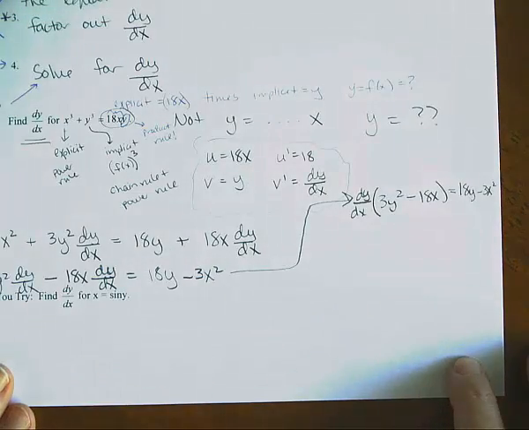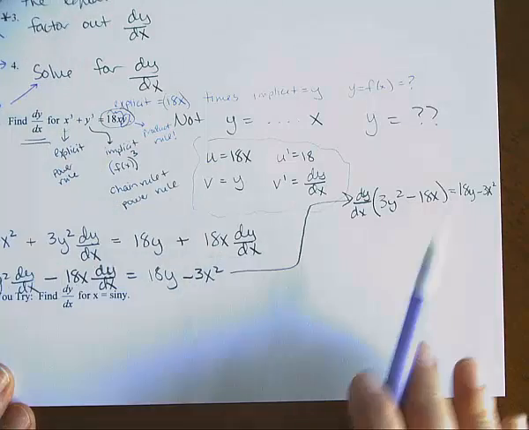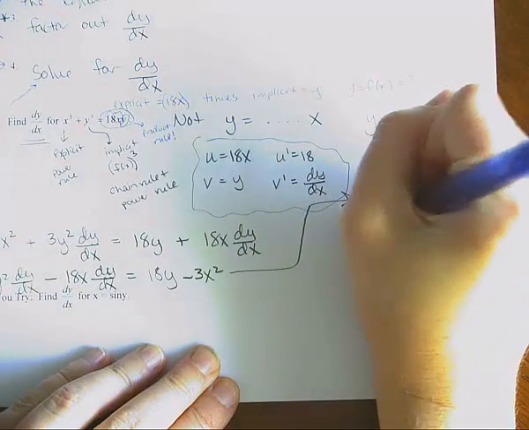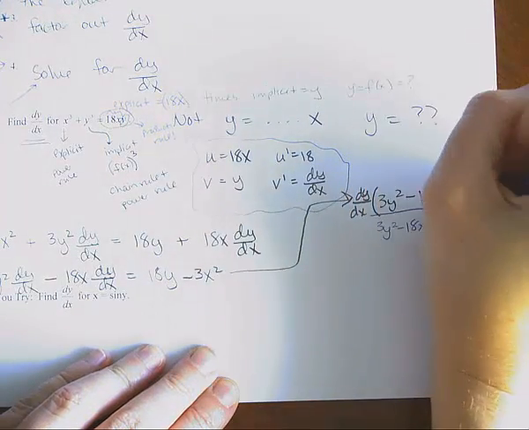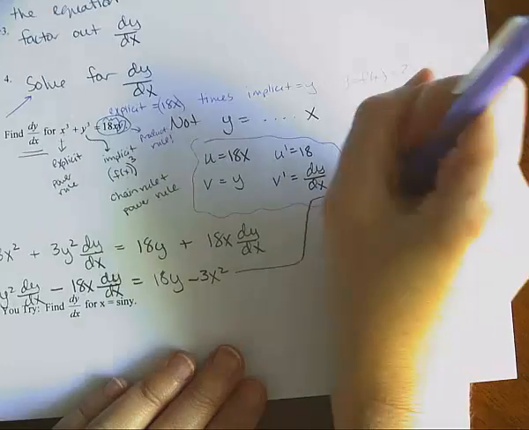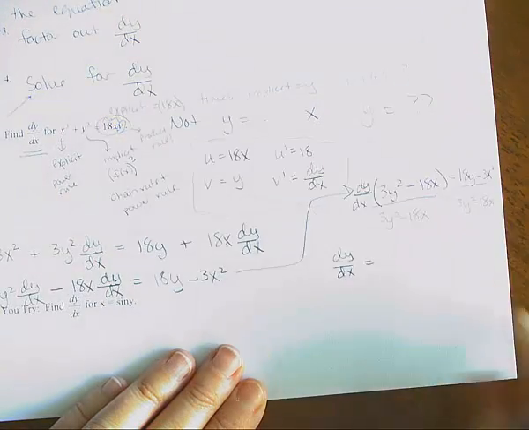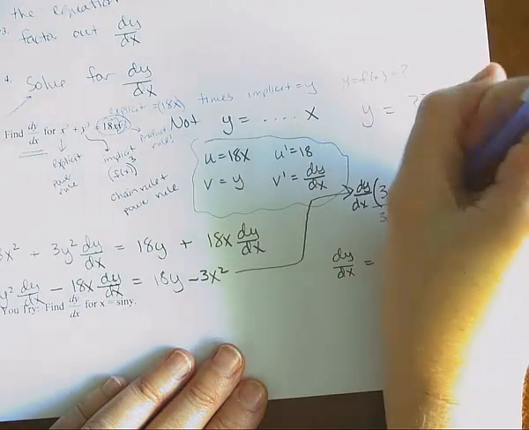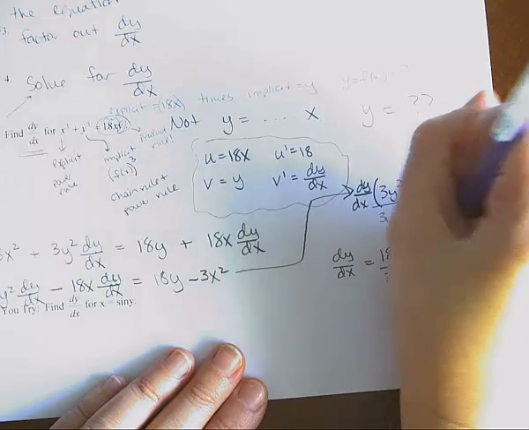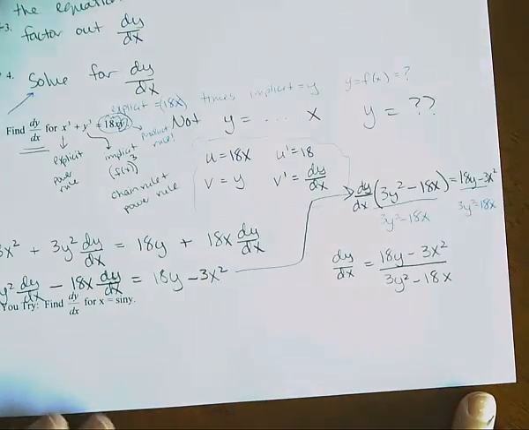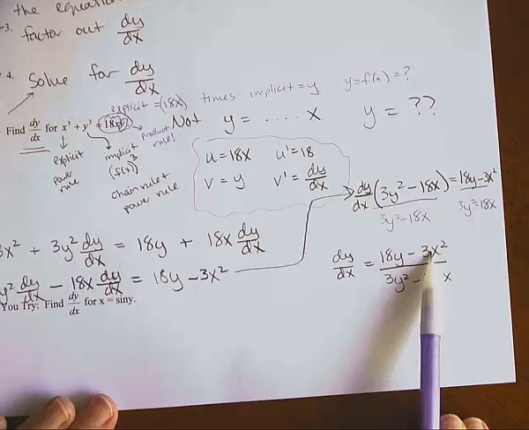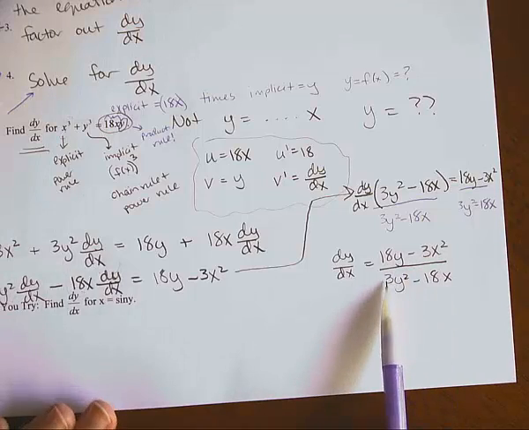So then I have to solve for dy dx, and in order to do that, I'll just divide both sides by the 3y squared minus 18x. And then I'm left with dy dx equals this quotient here, 18y minus 3x squared divided by 3y squared minus 18x. And then if you can simplify, then you have to simplify. And I notice I can factor out a 3 from the numerator, and I can factor out a 3 from the denominator and then cancel.